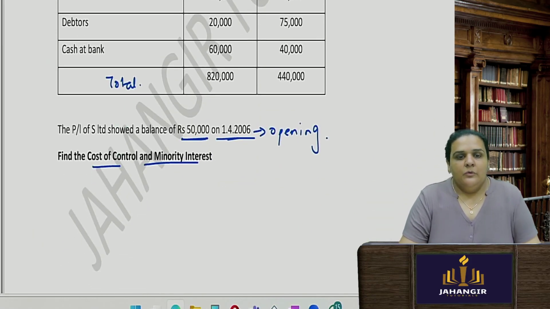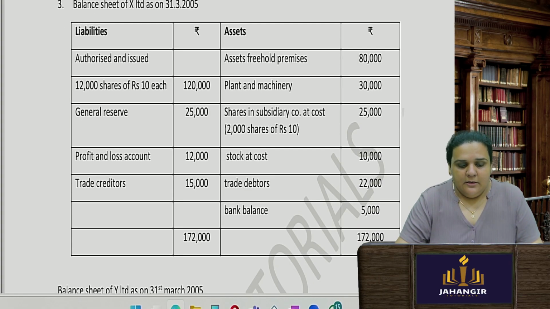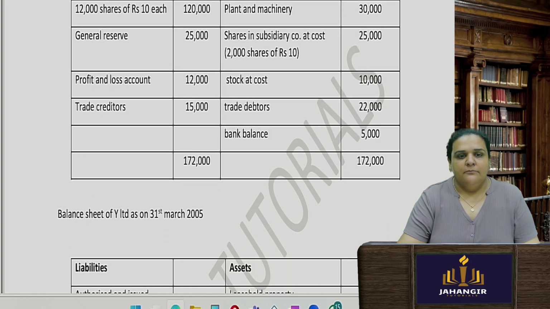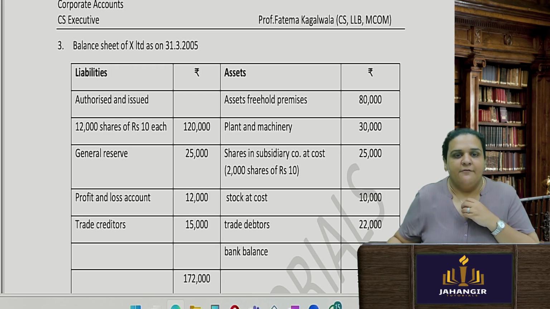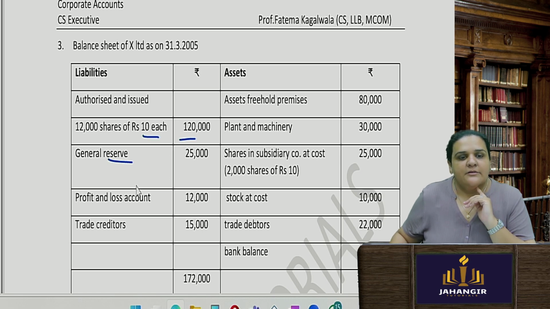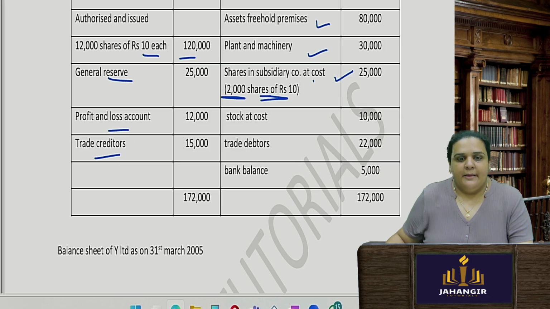Now I am going to move to the next question, which is number 3. So this will be the type of sums which they are going to ask. Okay, we'll take a little more complex question now. Balance sheet of X Limited as on 31st of March 2005. We have 12,000 shares of 10 each, 1,20,000. General reserve, P&L, trade creditors. In assets, we have premises, plant and machinery. Shares in the subsidiary company at cost. How many shares we have? 2,000 shares of 10 each, but we have paid 25,000. Stock, trade debtors and bank balance.